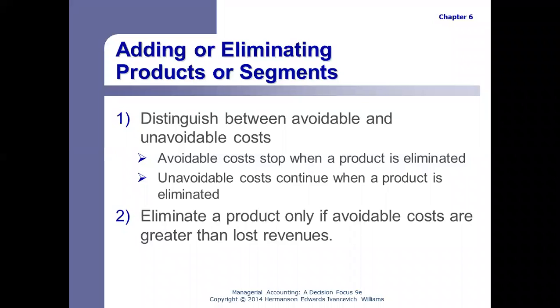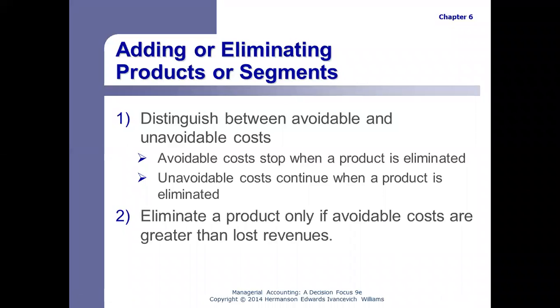Okay, another decision that is sometimes made is whether we should eliminate, and it says adding or eliminating a product, but this type of analysis is almost always done for eliminating a segment of their business or eliminating a product. Okay, so it looks like a product or a segment or a department or a store, for example, is losing money. But we have to do an analysis here just to make sure that we're looking at the right numbers. Okay, so the concept here, similar to those fixed cost things that we saw earlier, is avoidable and unavoidable costs.